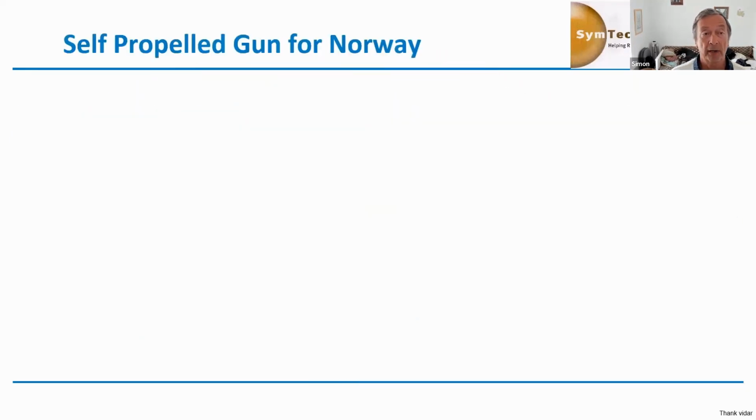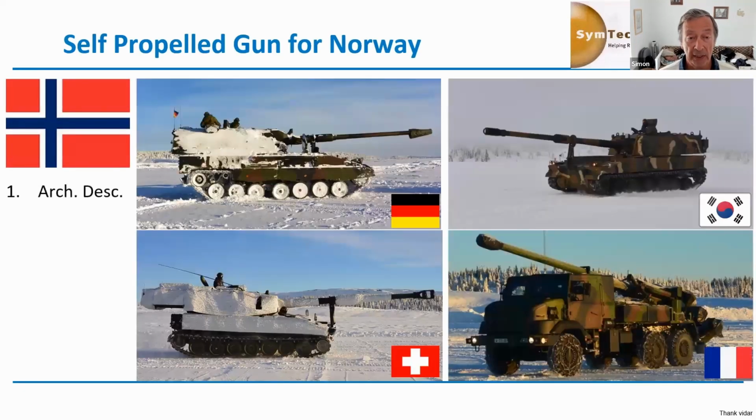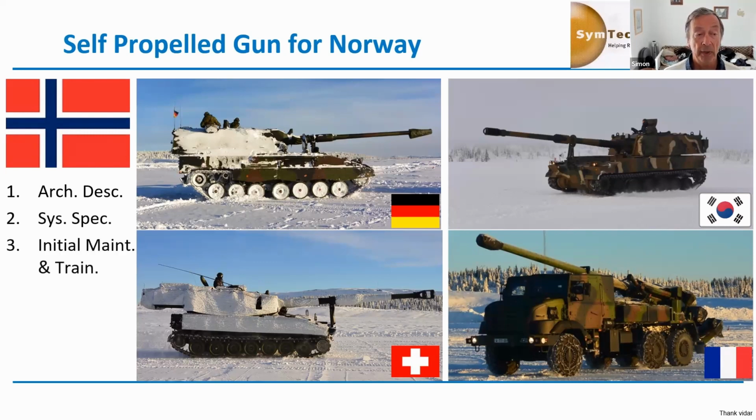So this is about a self-propelled gun for Norway. In 2014, they were looking at a new gun. These were the 4 bidders. In order for them to bid, we developed, as you can see on the left-hand side, an architectural description, so that we described what we were looking to have in architectural terms. We then had a very detailed system specification. Then we had our initial maintenance and training program, another specification.